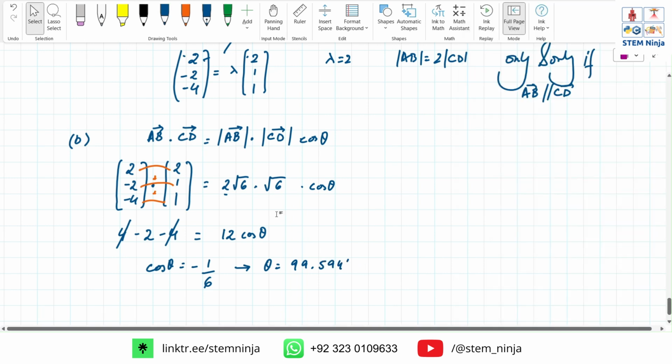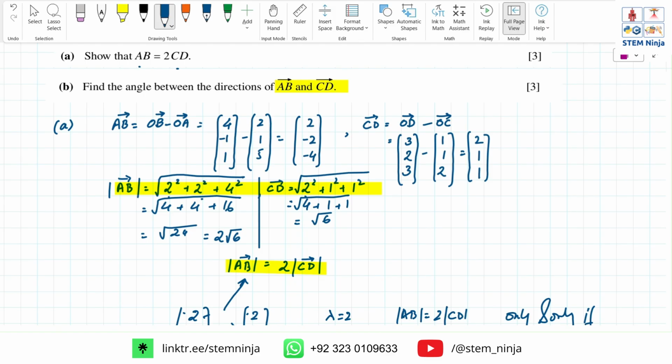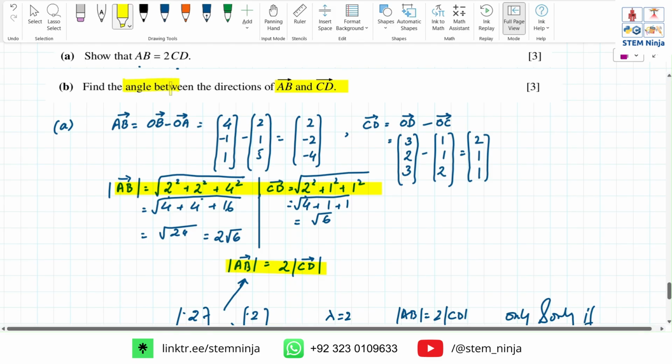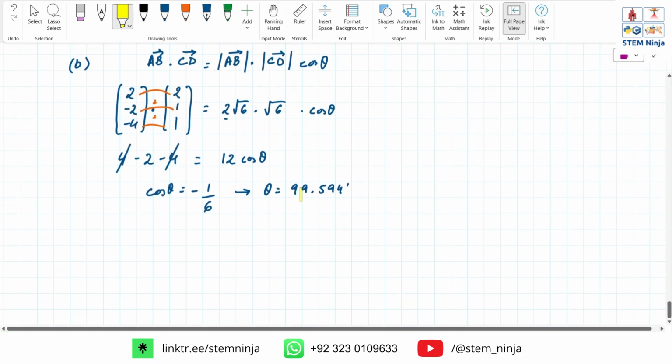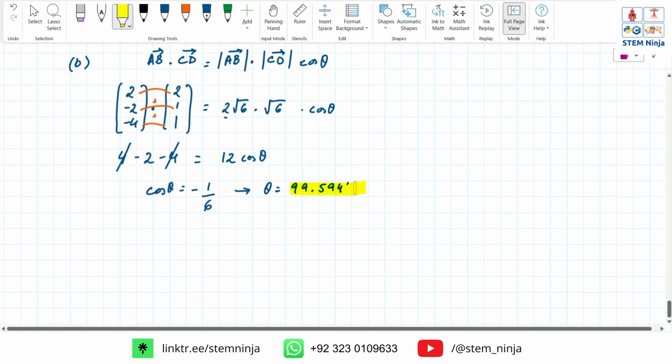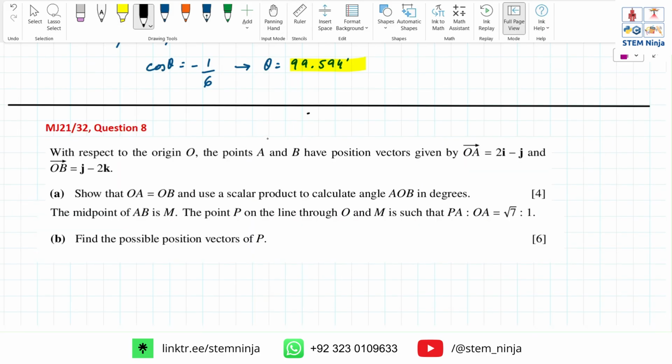So the question asked us for the acute angle. That means we need the acute angle. Oh, sorry, the question does not ask for the acute angle. Okay, so the angle between them is this. So that's it, that's the answer. Now let's see another similar question.